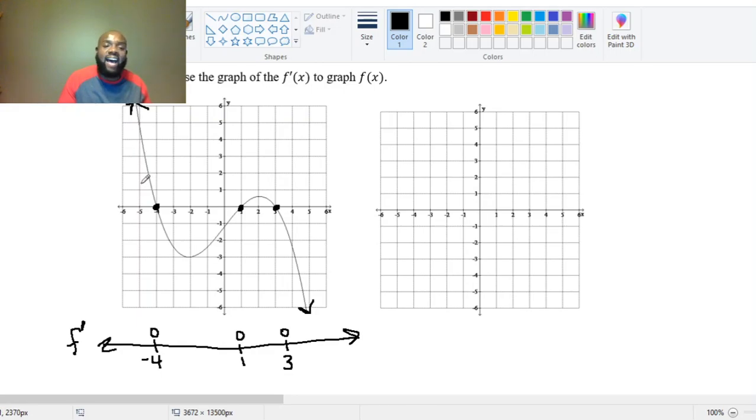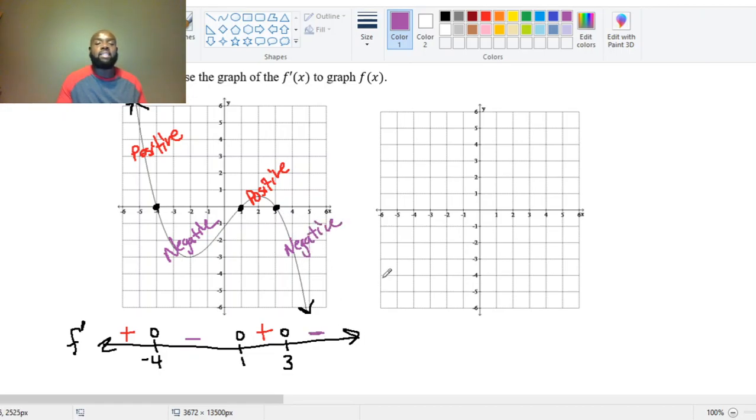I'm looking at the sign. I'm not looking at increasing or decreasing here. Not yet. I'm looking at the sign of the derivative, okay? My derivative is positive here, so I'm going to put a plus sign. It's positive on this interval from 1 to 3, so I'm going to put a plus sign. My derivative is negative for these values here, so I'm going to put a negative sign, and it's negative on this part of my graph here as well, so I'm going to put a minus sign.